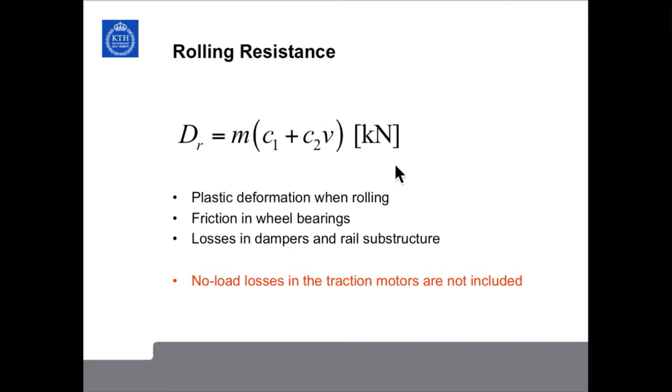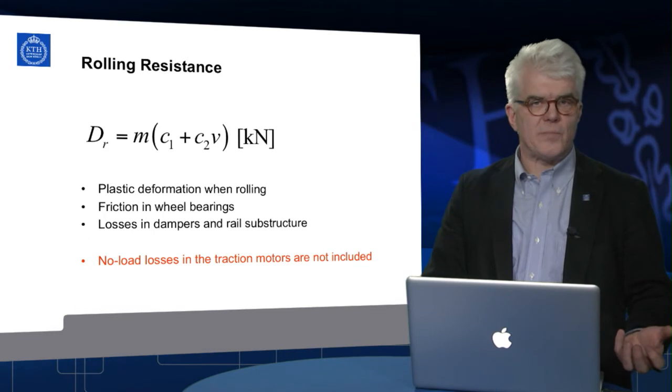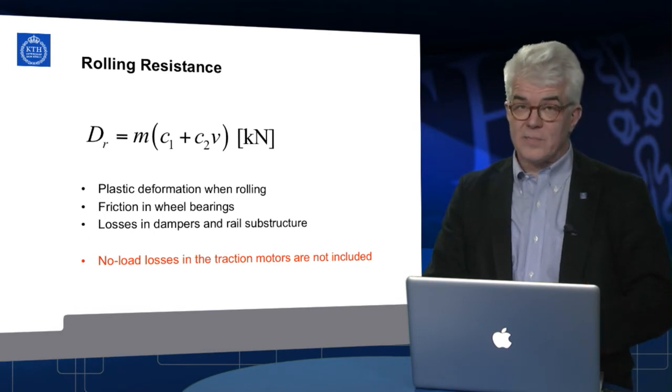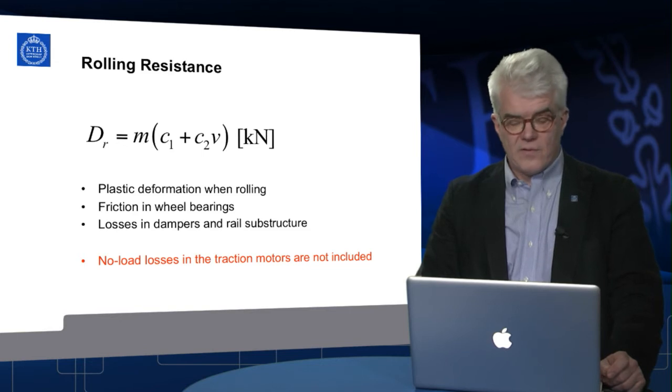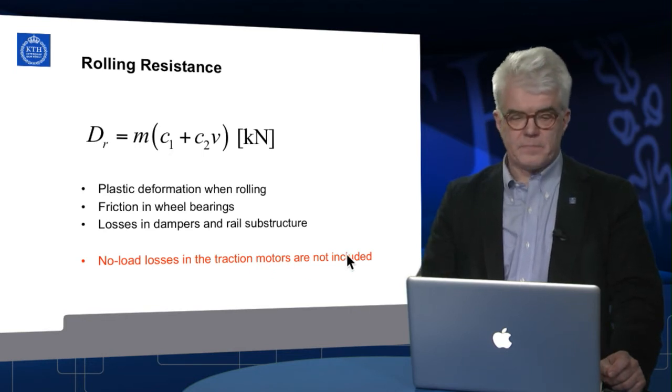So when you roll a train and have electric traction motors still connected to the supply, you will get no load losses in the motor. The no load losses in the motor are not taken into account when you calculate the rolling resistance or the mechanical resistance of the vehicle. So that is, no load losses in traction motors are not included in this kind of rolling resistance.